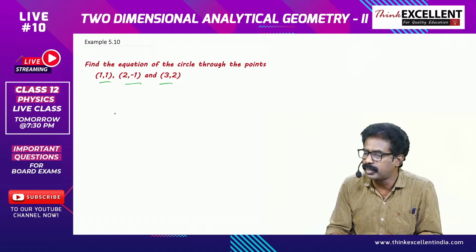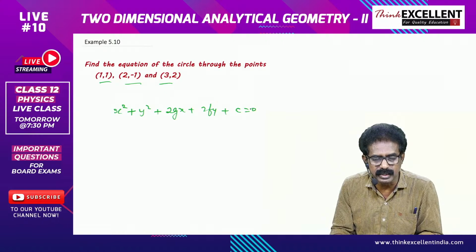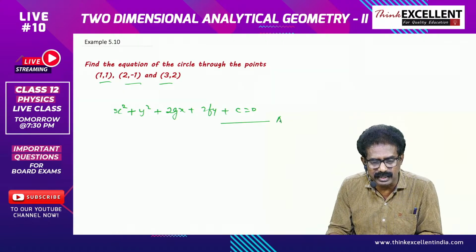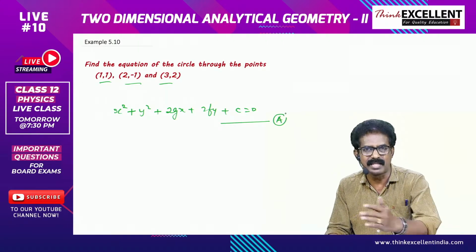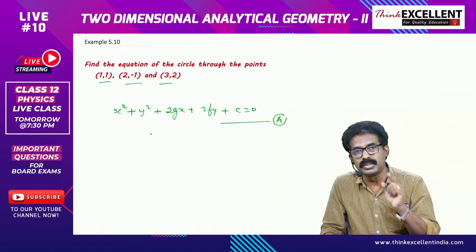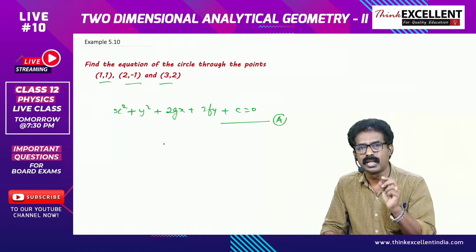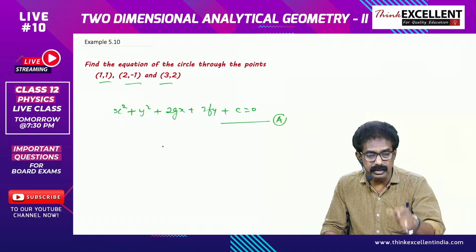How will you start? Let the equation of circle be the general equation of circle: x square plus y square plus 2gx plus 2fy plus c equal to 0. This is our answer, I will call it A for answer. But there are 3 unknowns. What are the 3 unknowns? G, F, C. You have to find all three, and for that you can apply the 3 conditions.